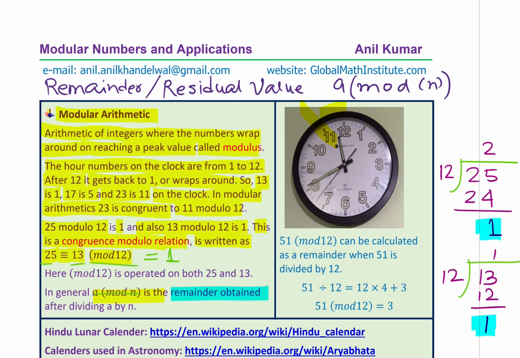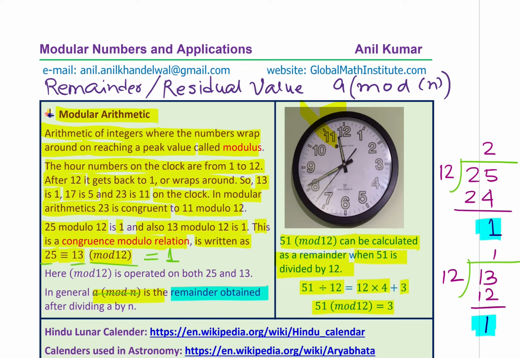Now, let's take an example here. What we have done is 51 mod 12. It can be calculated by finding the remainder when 51 is divided by 12. So 51 divided by 12, we know 12 times 4 is 48 plus 3. Remainder is 3. So 51 mod 12 is actually equal to 3. You get the idea, right? So that is how we do it.